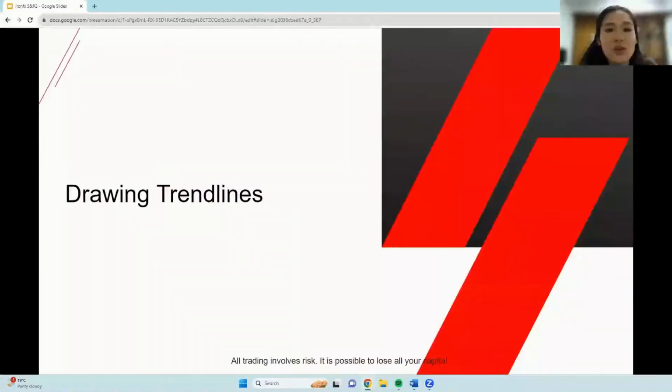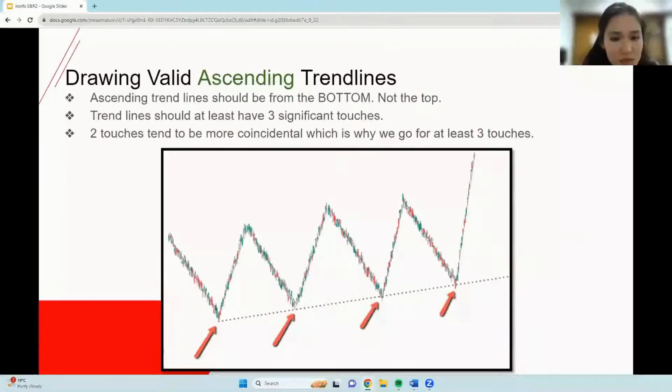Okay, so let's start off with trend lines. So here's what makes a valid ascending trend line. Firstly, they should be drawn from the bottom if it's an ascending line and not the top. Next, trend lines should have at least 3 significant touches, and 2 touches tend to be more coincidental, which is why we typically would recommend 3.